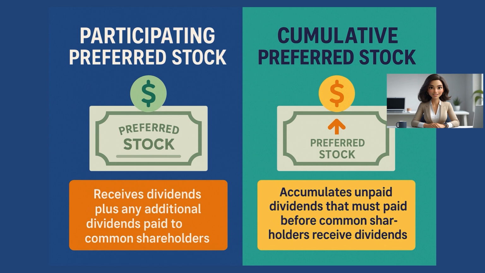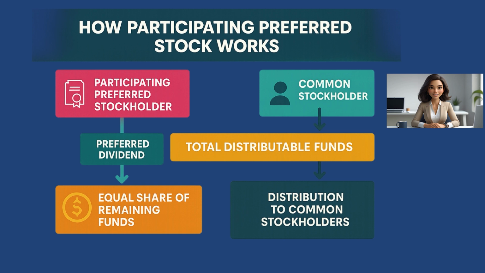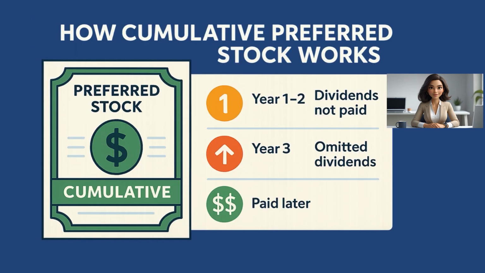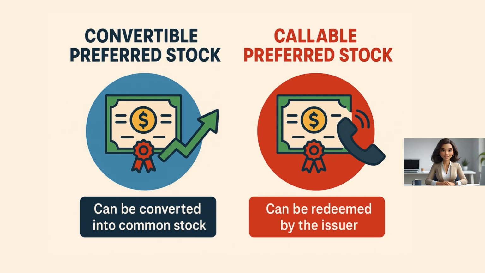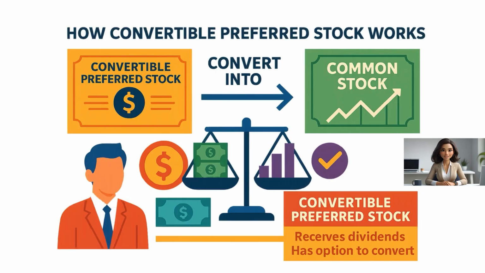Participating preferred means there is a fixed dividend, but that dividend can also go higher if the company performs well, or if the company declares a dividend for common stockholders. Cumulative preferred means that if the company was not profitable and did not pay the dividend that year, it would accumulate and roll into the following years. Convertible means it can be converted into common stock if the shareholder chooses to.